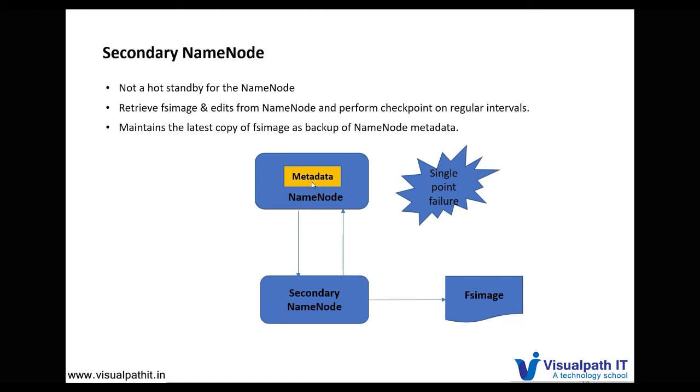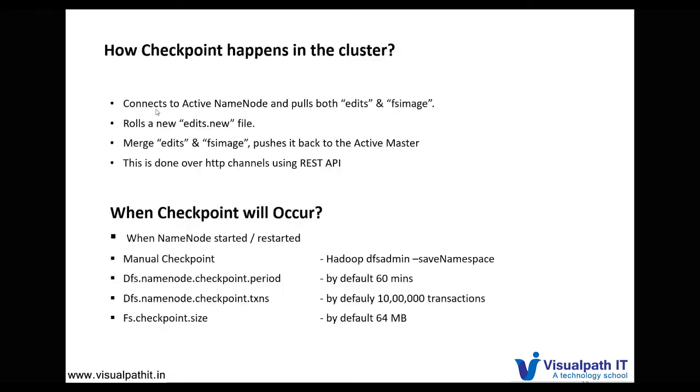What are the metadata files? FS image and edits. Pull both from here to here, and it will do the checkpointing operation and roll a new FS image file, right? Then it maintains one copy here and sends another copy to the name node again, where it will replace the previous FS image file. So it connects to the active name node, pulls both edits and FS image files from the active name node to the secondary name node, then rolls a new edits.new file.